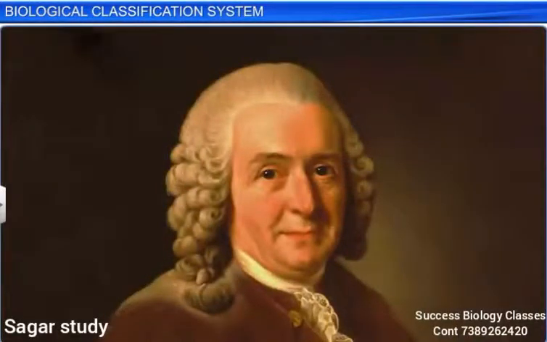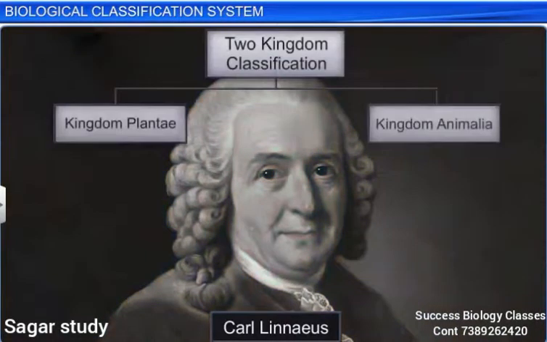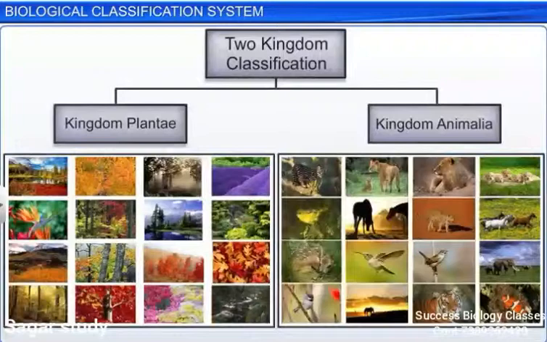Later, Carl Linnaeus came up with the two-kingdom system of classification: Kingdom Plantae, that included all the plants, and Kingdom Animalia, that included all the animals. This classification system was reasonable for that time, because it was easy to distinguish between immobile plants and mobile animals.